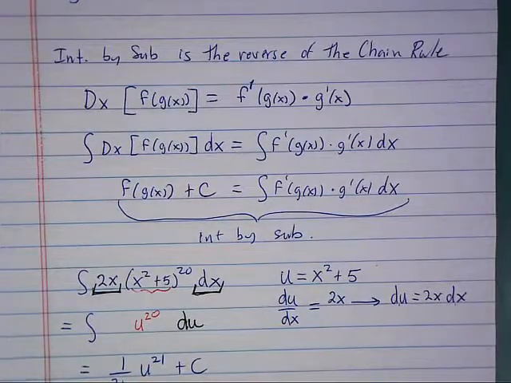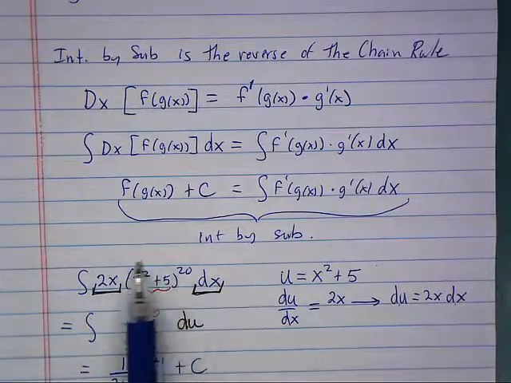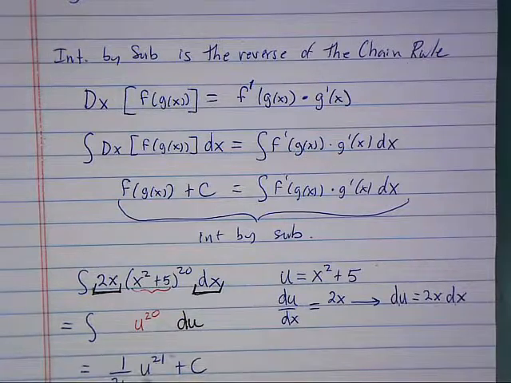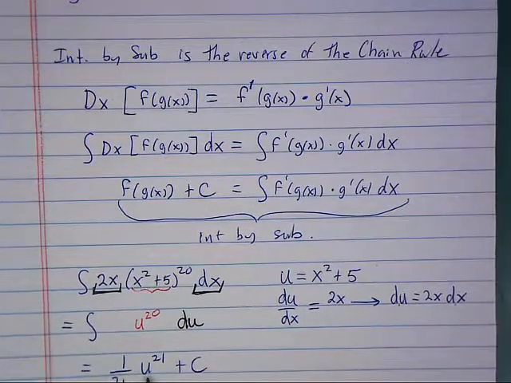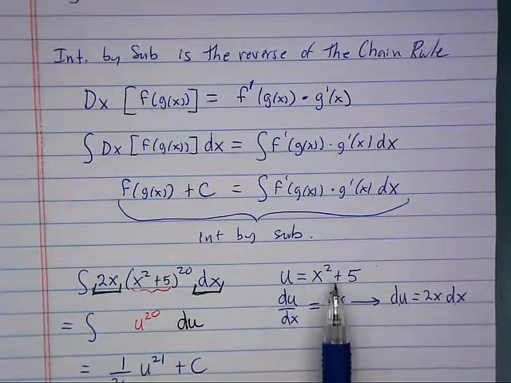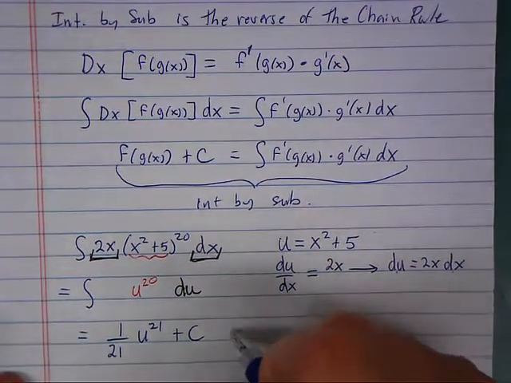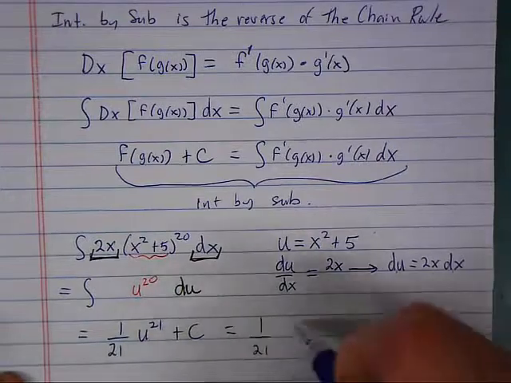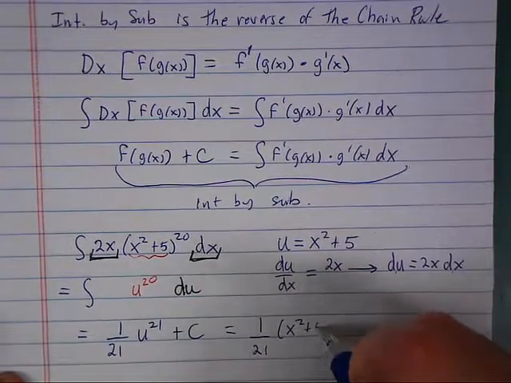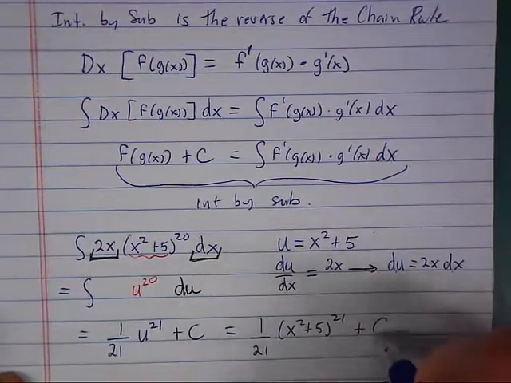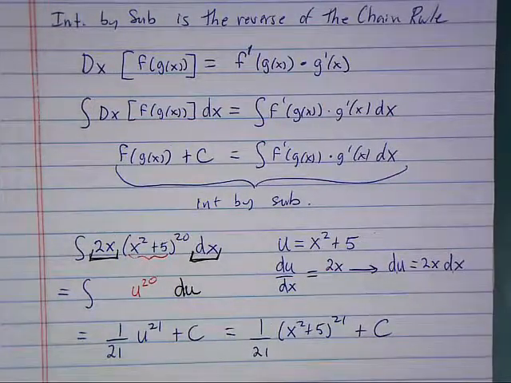And we're almost done. The last step is our original integral started with x's, so our answer should end with x's. So I'm not going to write u anymore. Instead of u, I'm going to write x squared plus 5. So my final answer would be 1 over 21 times (x squared plus 5) to the 21 plus c. Questions on that one?